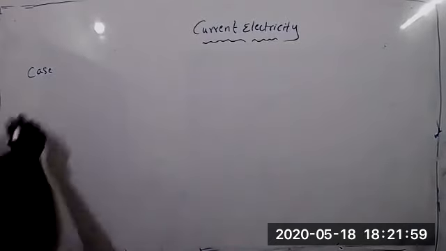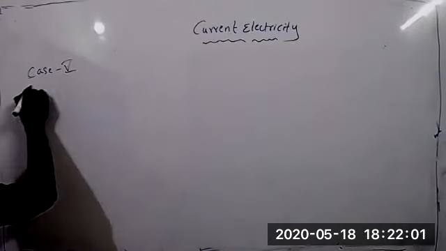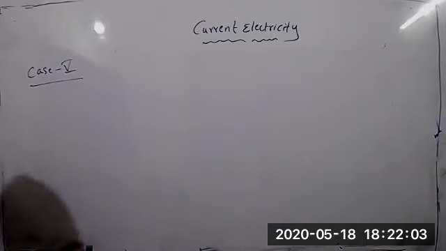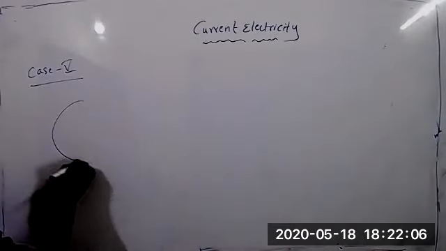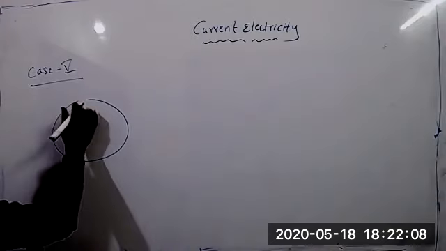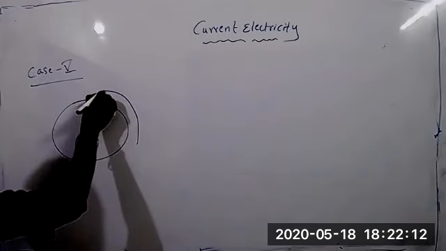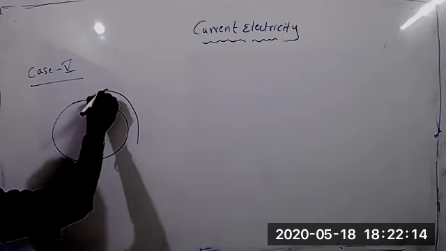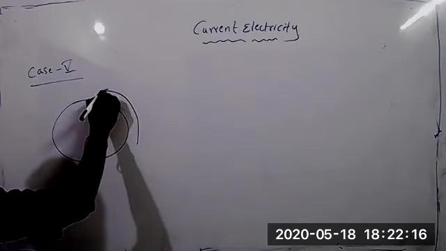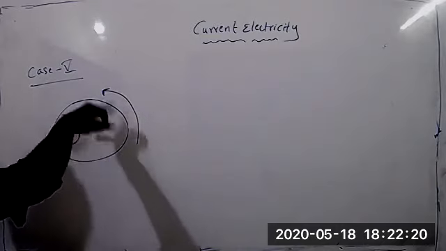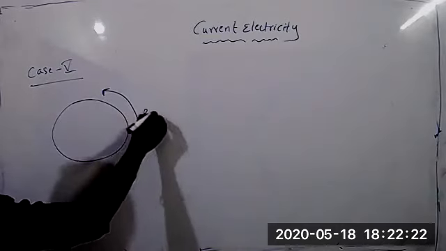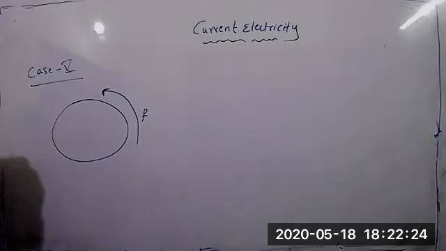Case 5. When a charge is revolving around a circular path, it means the charge is moving around the circle with frequency f. Calculate the current. See what they are saying.